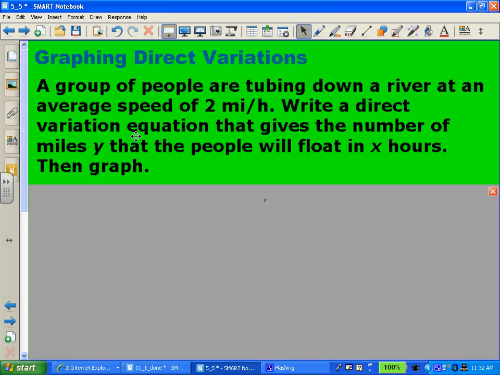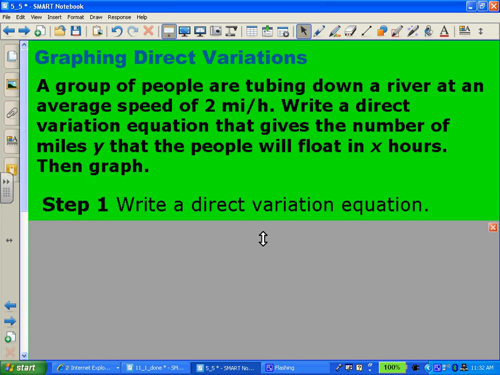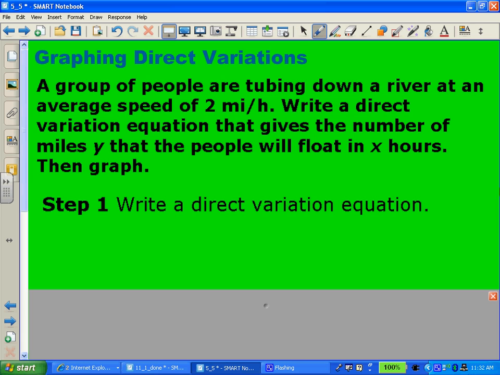And then last but not least are story problems. A group of people are tubing down the river at an average speed of 2 miles per hour. Write a direct variation equation that gives the number of miles, y, that the people will float in x hours. Then graph. So the first thing we've got to do is write an equation.